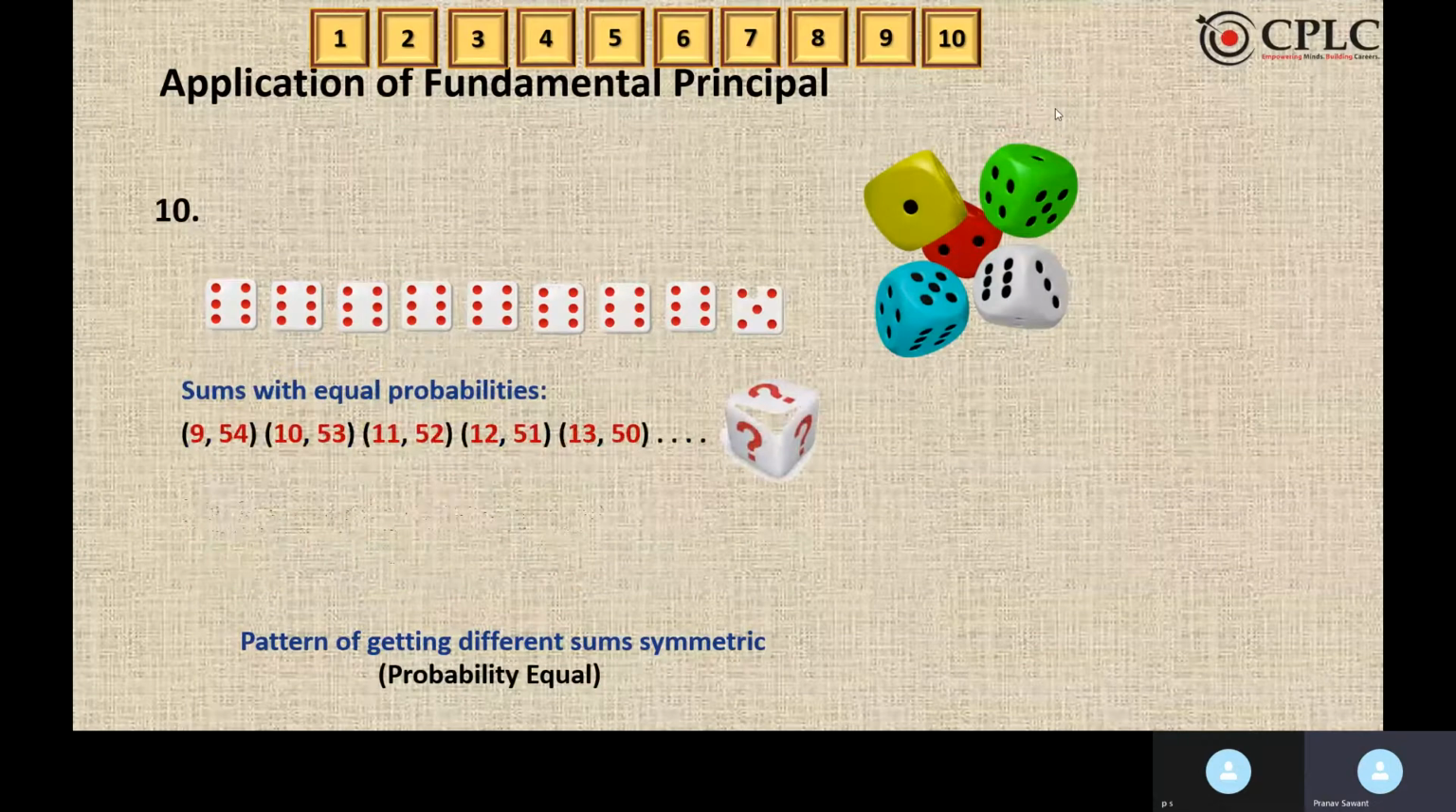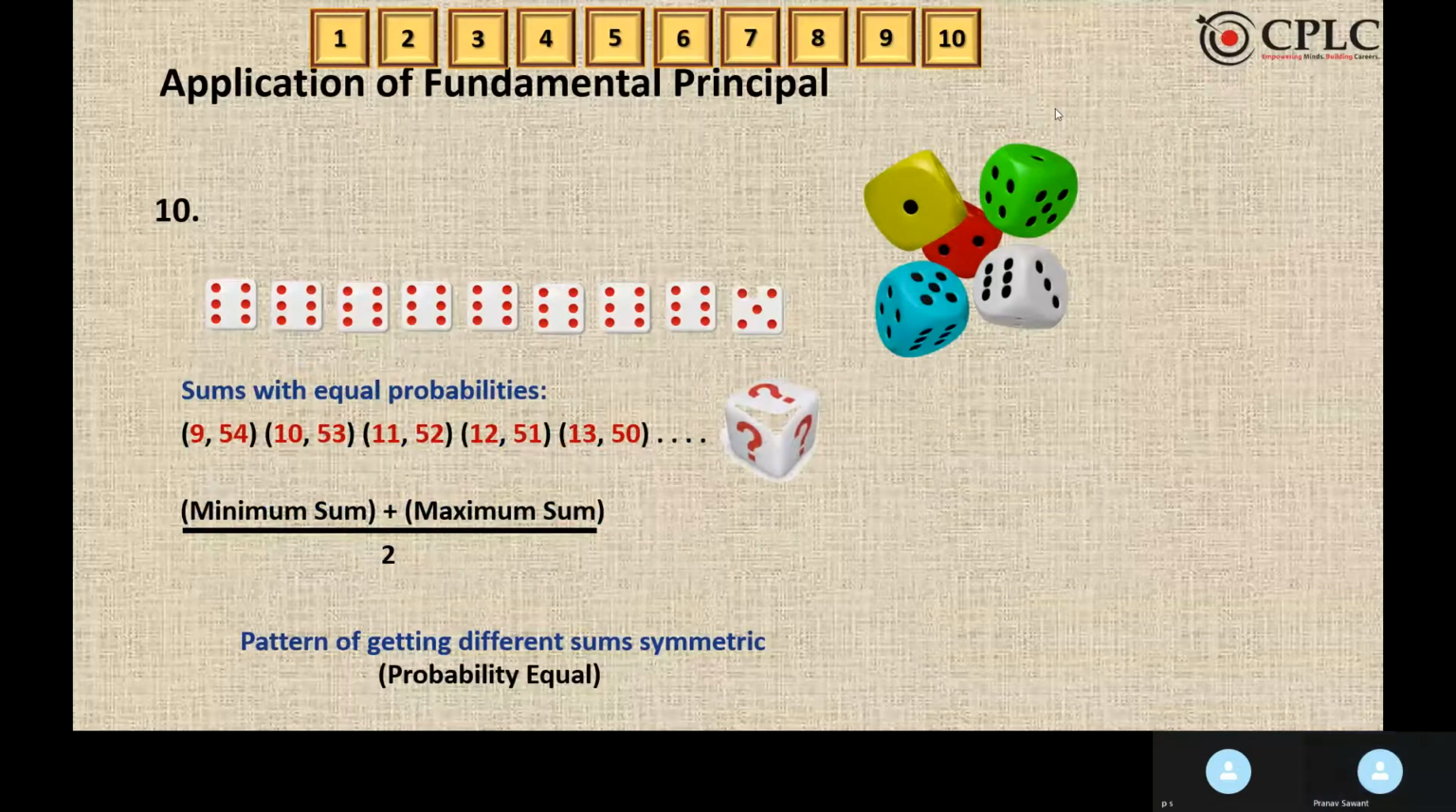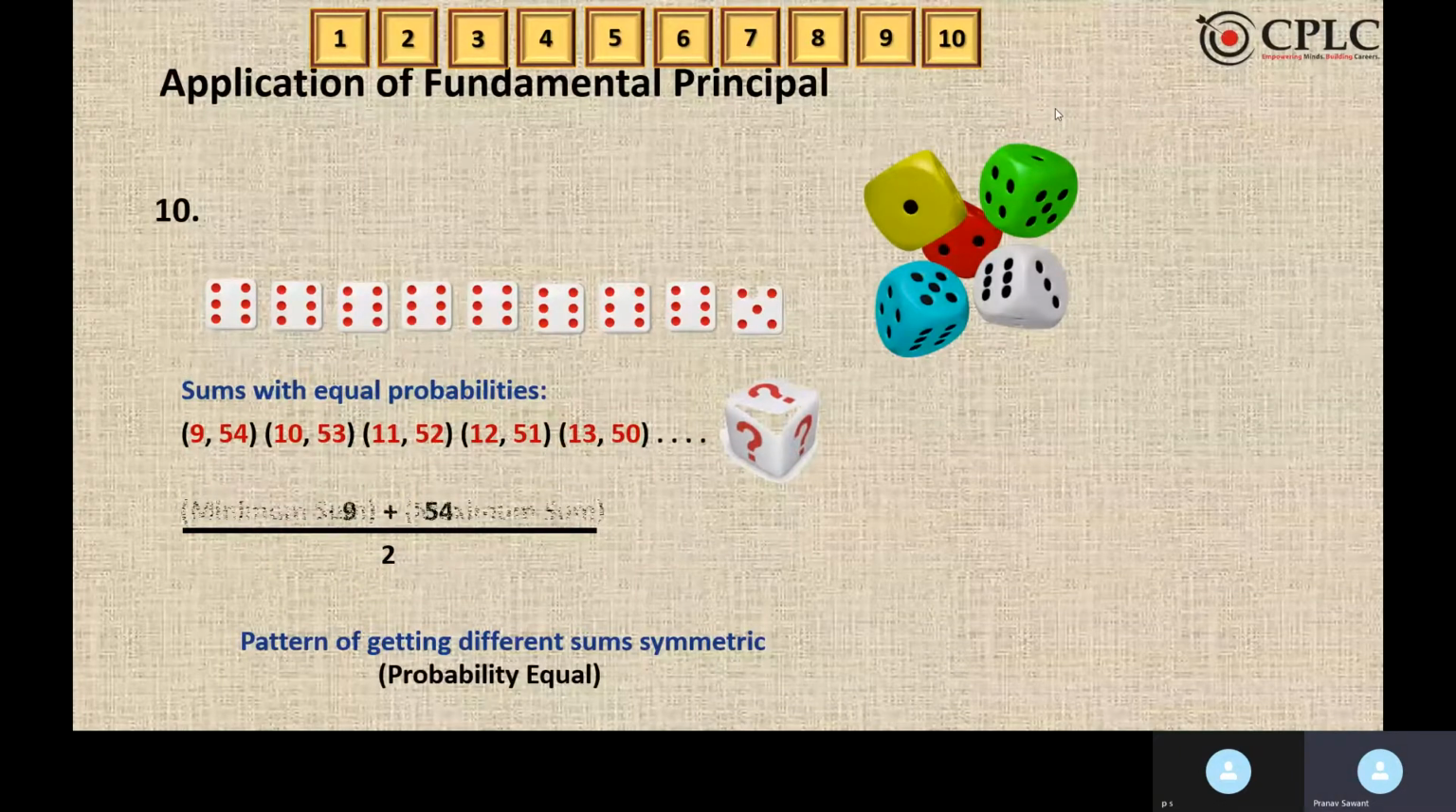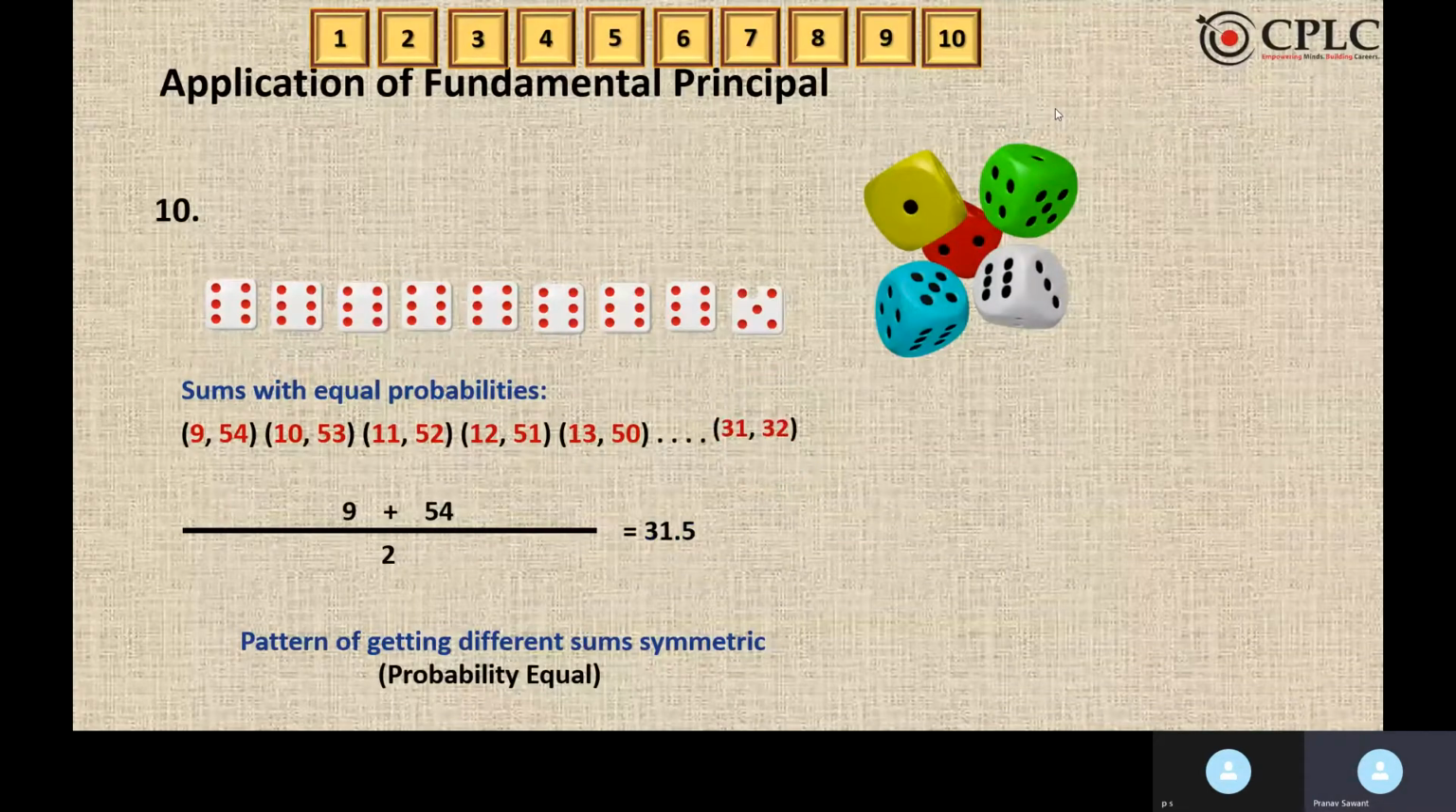Now over here we can simply apply the formula, that is minimum sum plus maximum sum upon 2. Minimum is 9, maximum is 54, upon 2, that is 31.5. Now 31.5 is just to get the breakthrough, breakthrough as in the middle point. So middle point is 31.5, but we just have to take the integral values. So it is going to be 31 and 32.